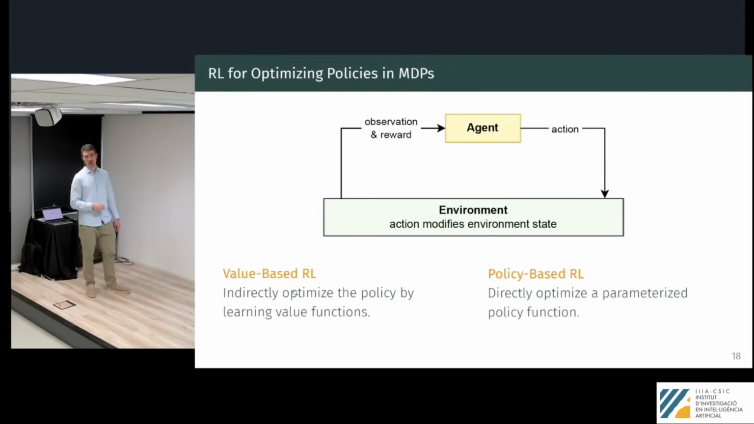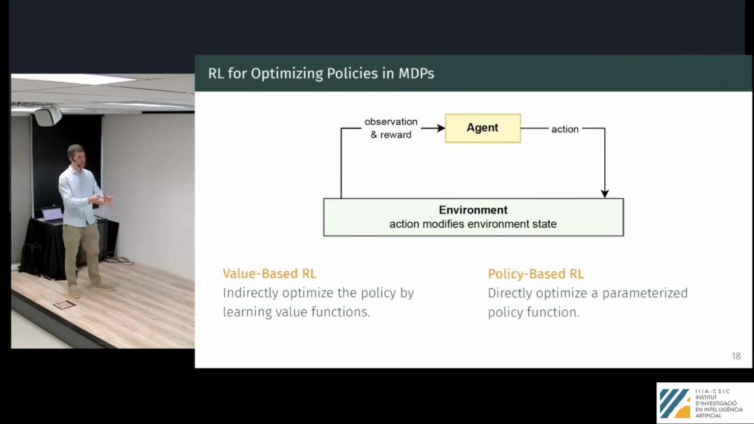This is when you actually learn value functions that assign estimates of discounted expected returns to the individual actions you can take. And then you derive a policy that uses that to choose optimal actions. In contrast to that, there's also policy-based RL. These types of algorithms learn to optimize policy functions directly.